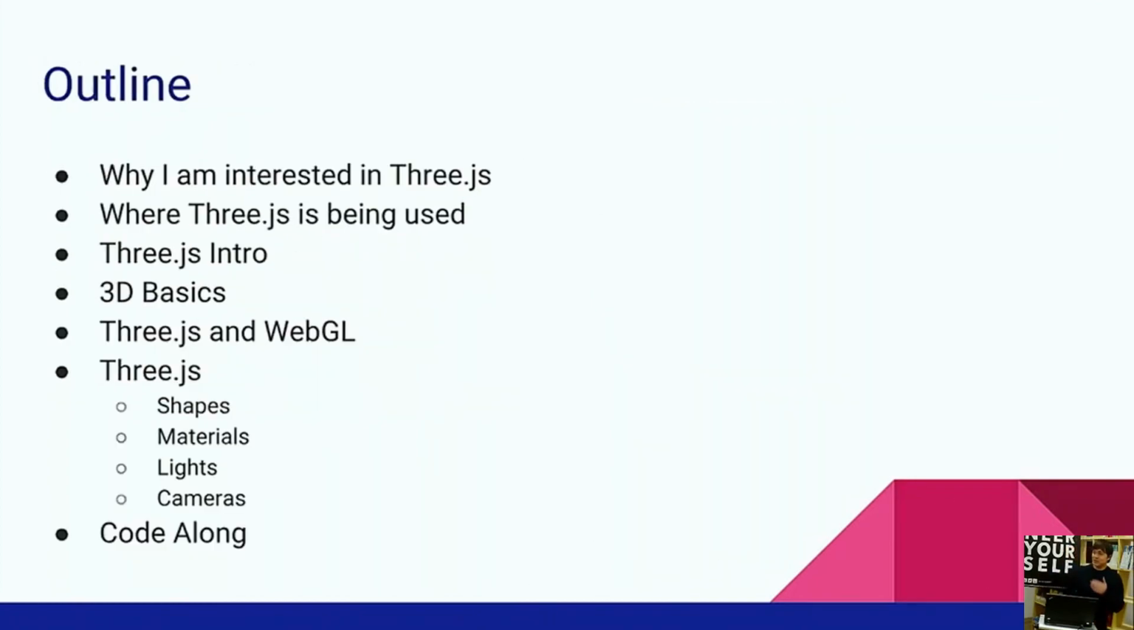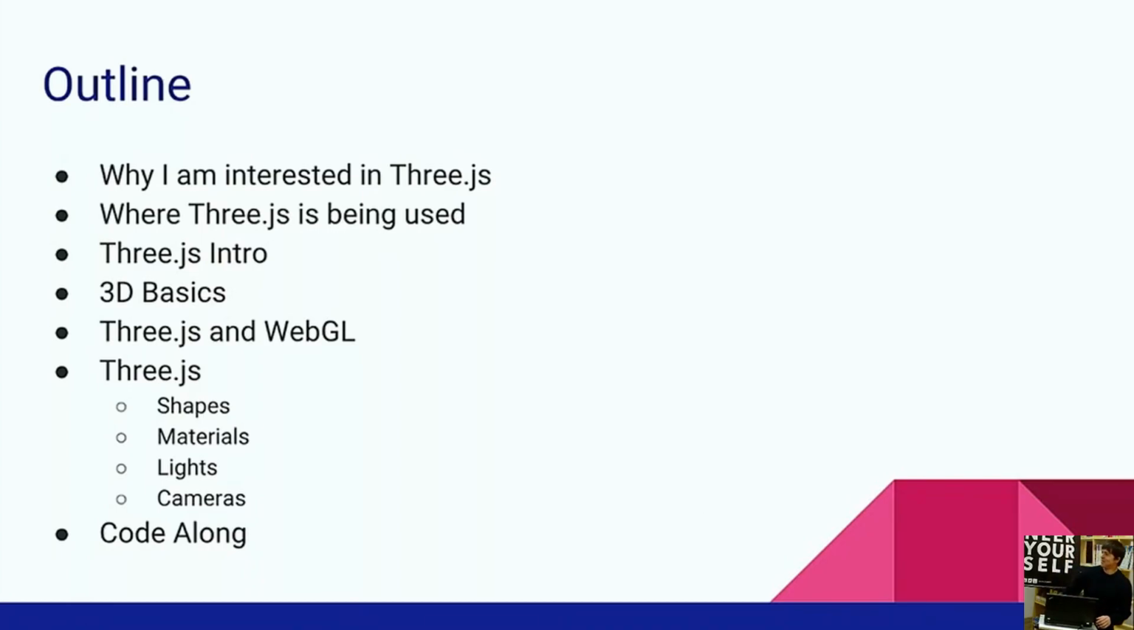So this is my outline. First off, why am I interested in Three.js? Where Three.js is being used, and a quick intro to Three.js, what it is. Then we'll step back a bit and go into 3D basics, just basic terminology which will help you understand things a bit. Then we'll talk about Three.js and WebGL, and we'll explain what WebGL is. And then we'll talk about Three.js shapes, materials, lights, and cameras. And at the end, there'll be a little code along, which is why I hope you have a laptop or are sitting next to someone who does.